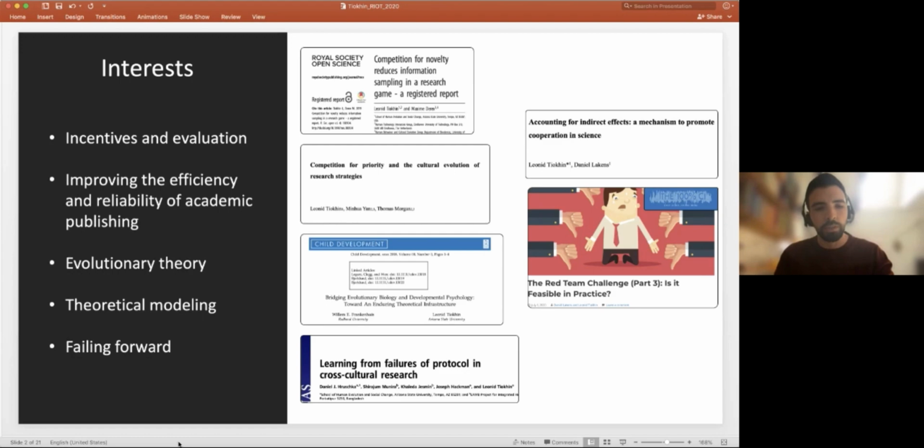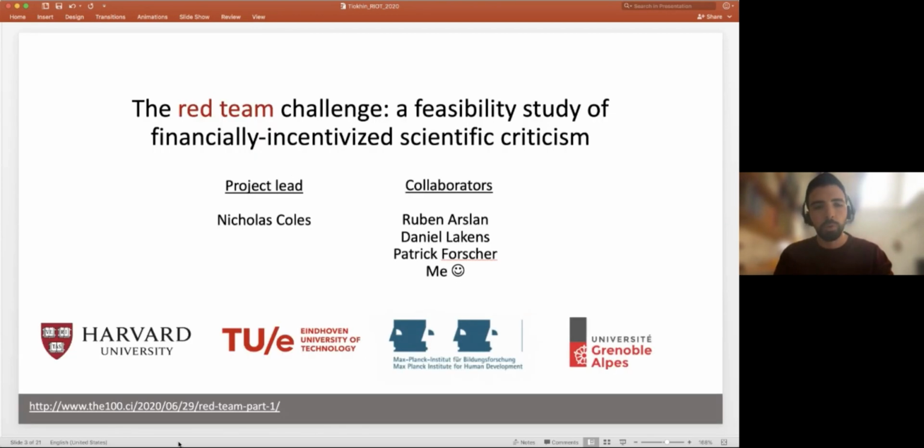But I'm also recently quite interested in this idea of failing forward. That is how we can fail in science in ways that are productive, and especially how we can prevent unproductive ways of failing. And that's related to this Red Team Challenge that I'll get into now. So the Red Team Challenge was led by Nick Coles, who's a postdoc at Harvard.